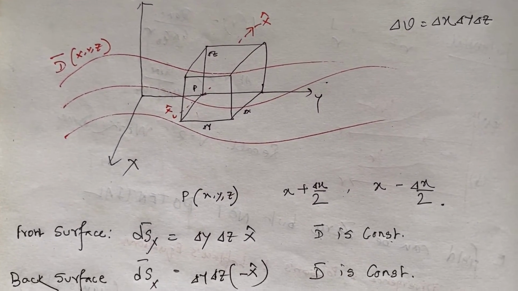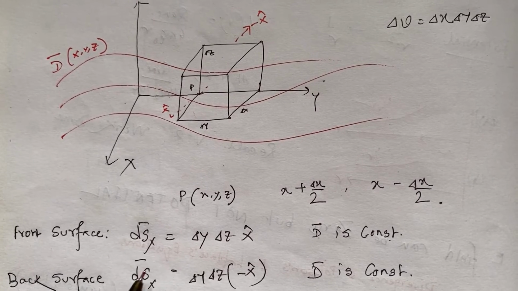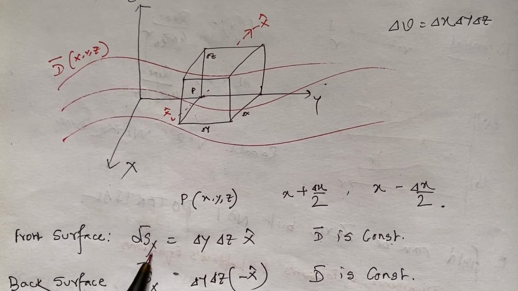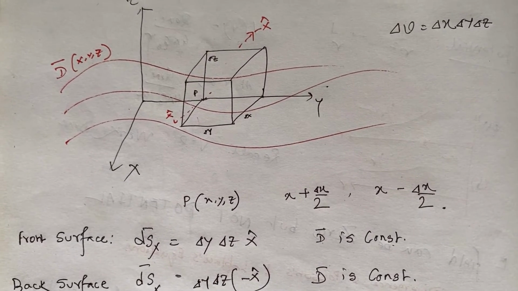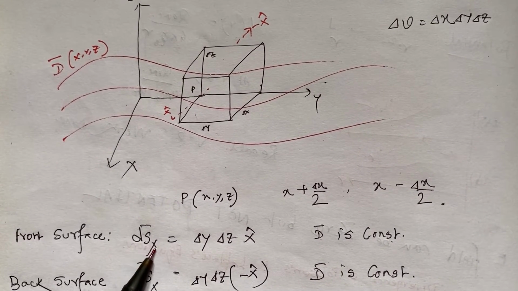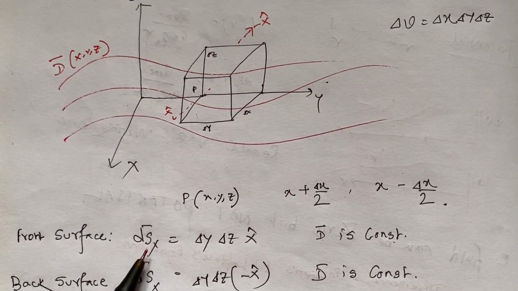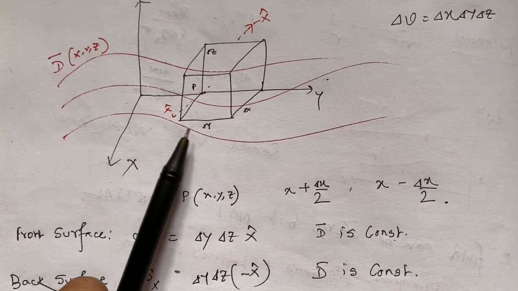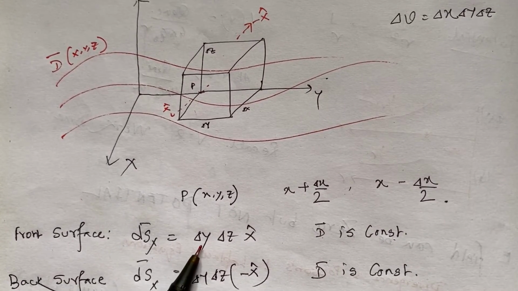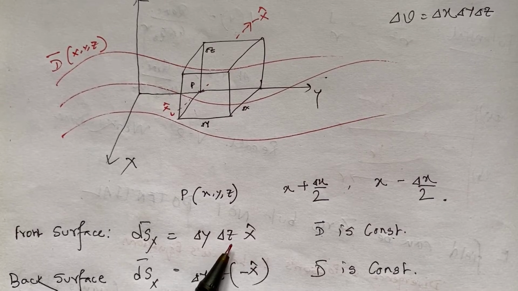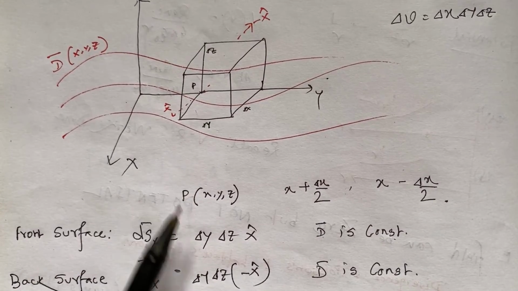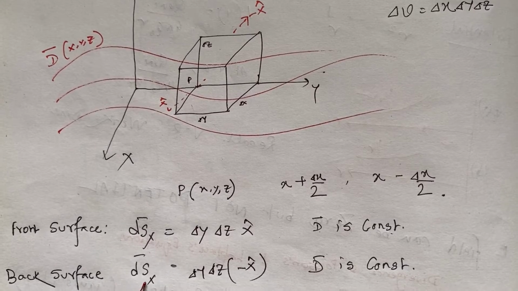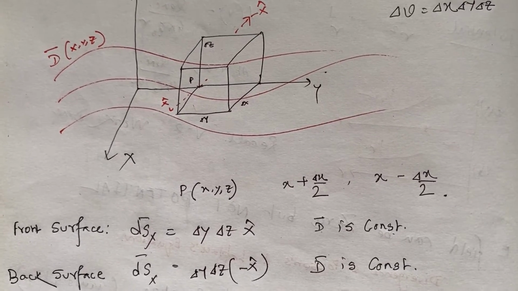And for the front surface, if we choose the differential surface area, as this is along the x direction, I have to write dsx, and as y and z change, we write this as delta y delta z, and the direction of this area is along a plus x direction. Similarly for the back surface, this is the surface area.